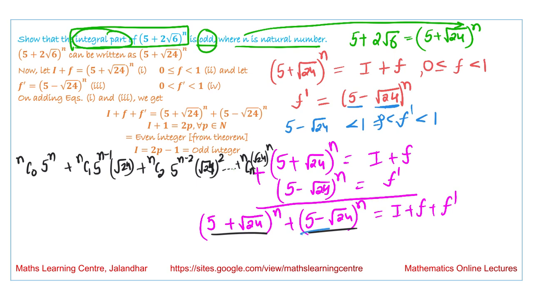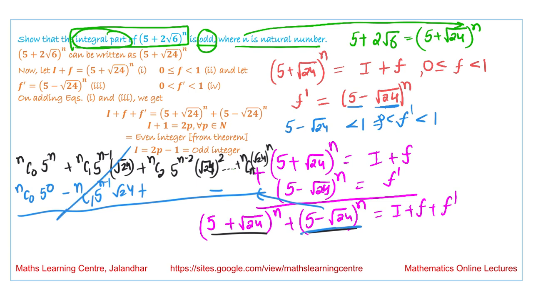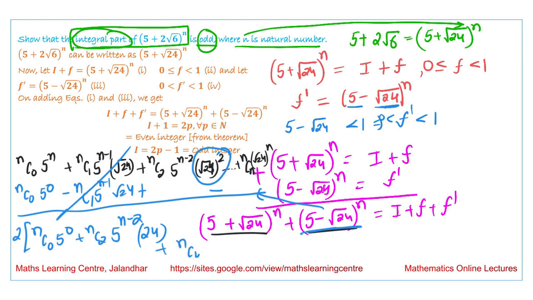If we expand this second term, it will be nC0 5 raised to the power n minus nC1 5 raised to the power n minus 1 root 24, then it is plus, then it is minus. So if we add both these terms, those will be cancelled, and what we are left with is 2 times nC0 5 raised to the power n plus nC2 5 raised to the power n minus 2. Look at this term, it is root 24 square, so that will be 24. Similarly, the next term we will be left with is nC4 5 raised to the power n minus 4 and 24 raised to the power 2 and so on.